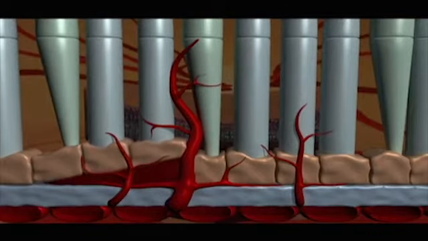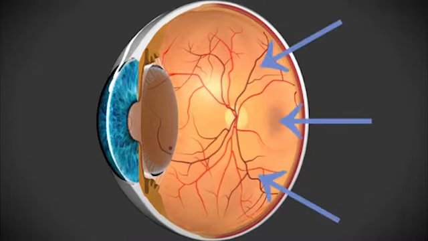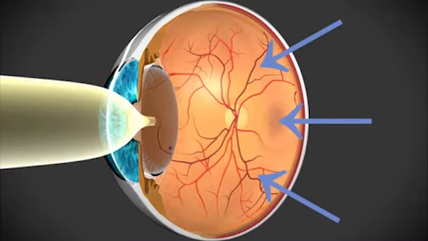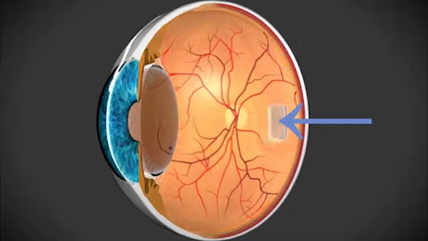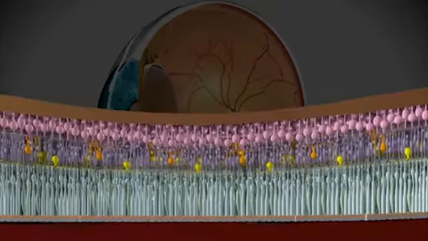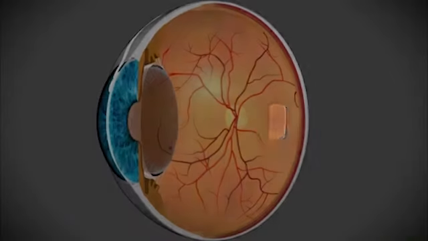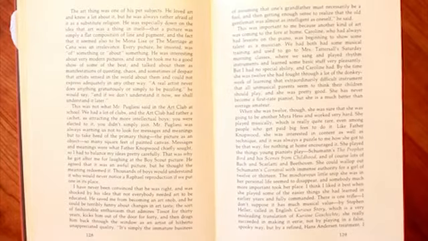In this condition, the central area of the retina becomes damaged with age. The retina is the layer at the back of the eye that allows us to see. The macula is the central region of the retina, which is responsible for our fine visual acuity. When it becomes damaged, our central vision deteriorates.